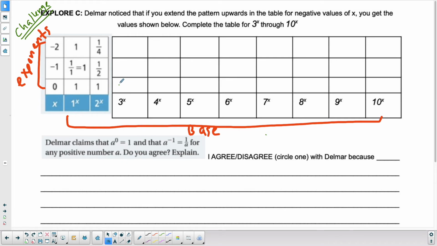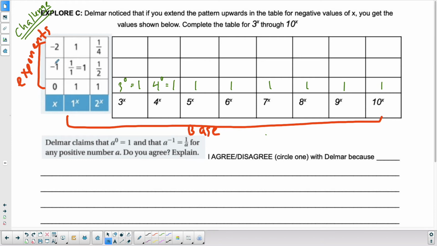So if I take 3 and raise it to the 0 power, if you type this into your calculator, you're going to get 1. 4 to the 0 power, you're going to see the result again is 1. So anytime the exponent is 0, the final answer is going to end up being 1.